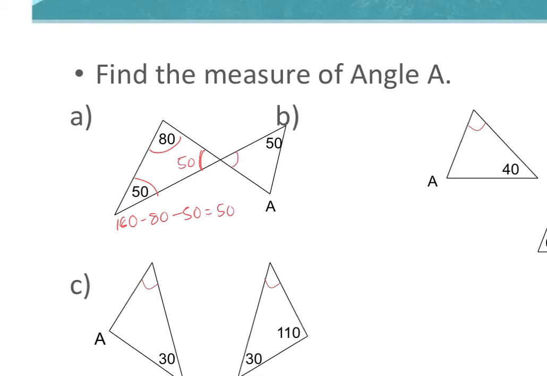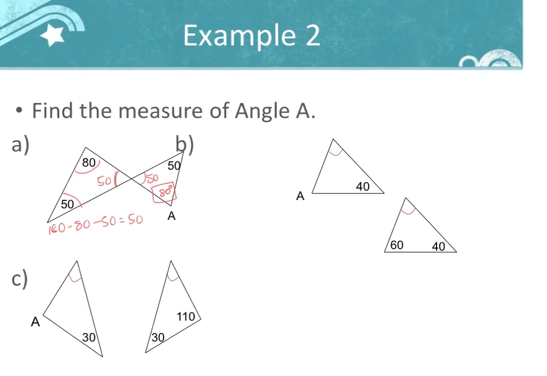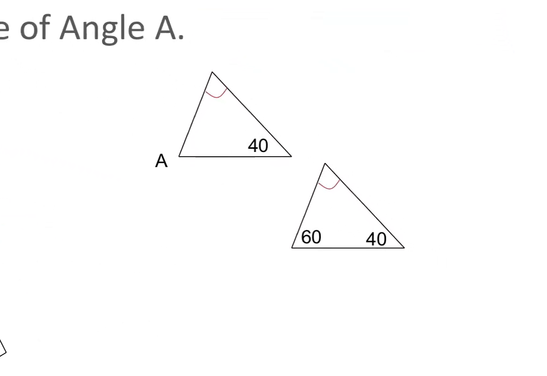This angle, since it's vertical to this angle, is going to be 50 as well. And 50 plus 50 will give us 100. If we take that away from 180, we know that the measure of angle A must be 80 degrees. Okay? B. So we've got 40.